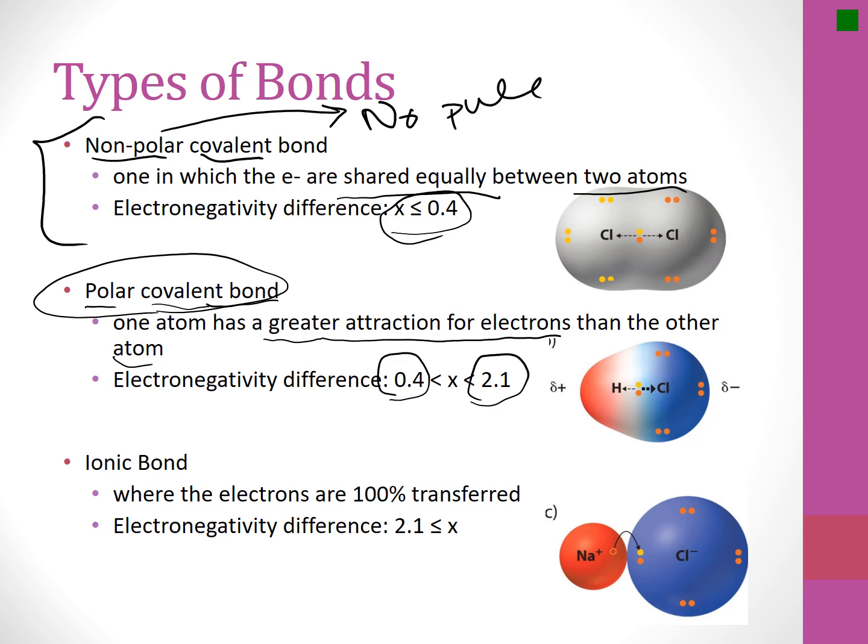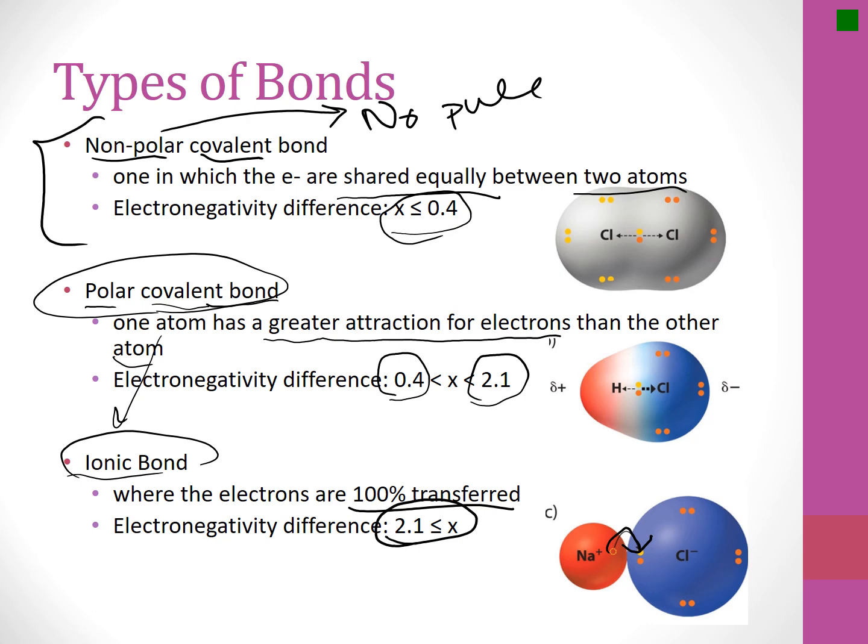Okay? And ionic bonds. Notice that it's not covalent, and that's where the electrons are basically entirely given or taken, so the electrons are 100% transferred. So in this drawing, sodium 100% gives up its valence electron. And how do you identify those? Their electronegativity difference is greater than or equal to 2.1.